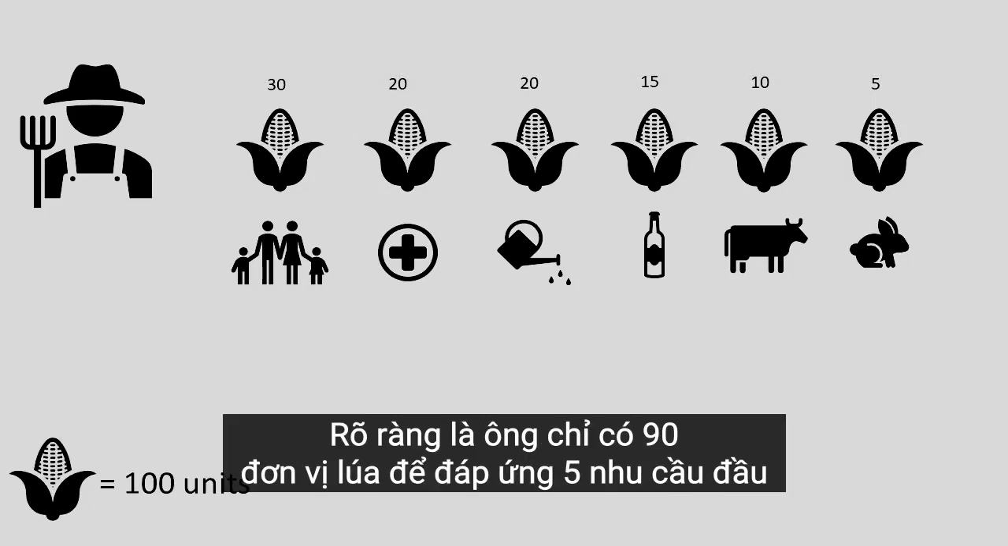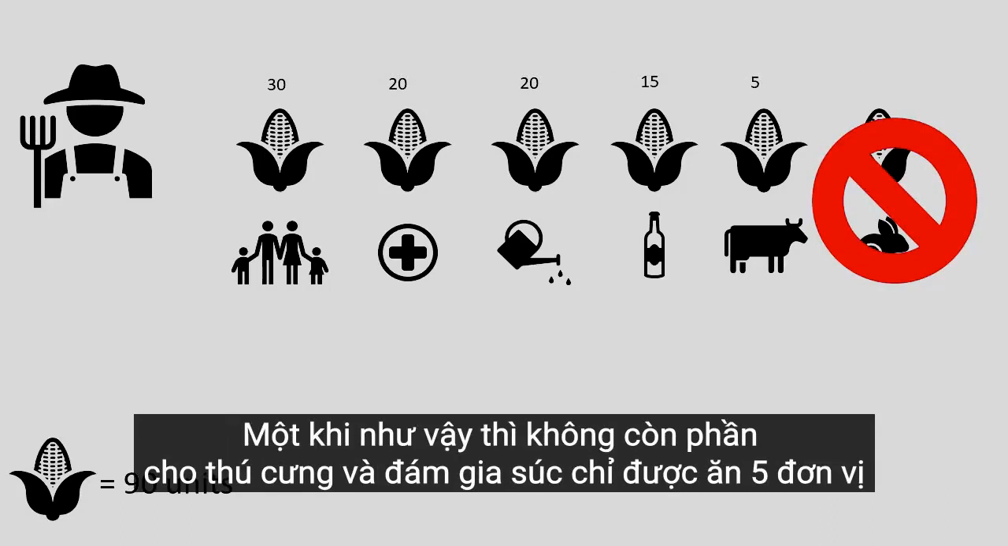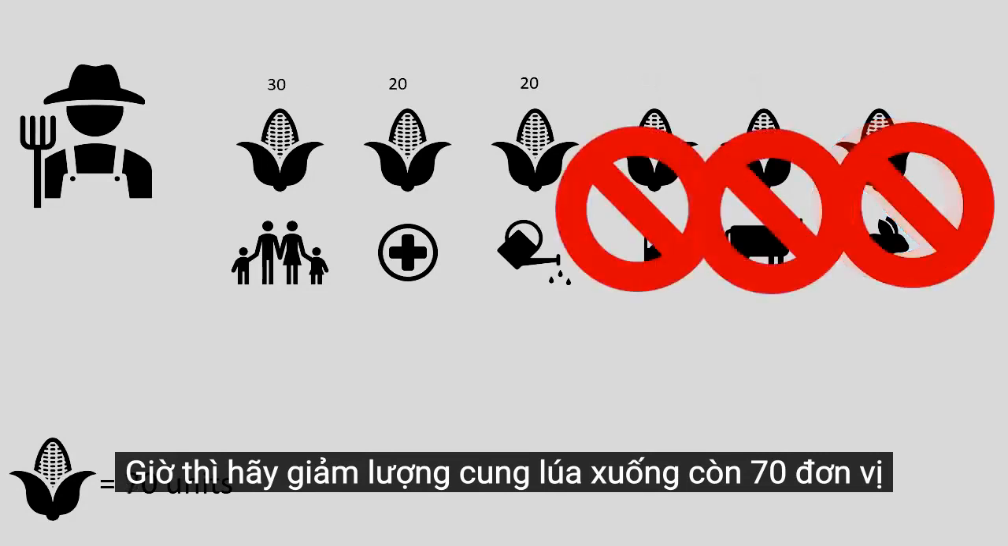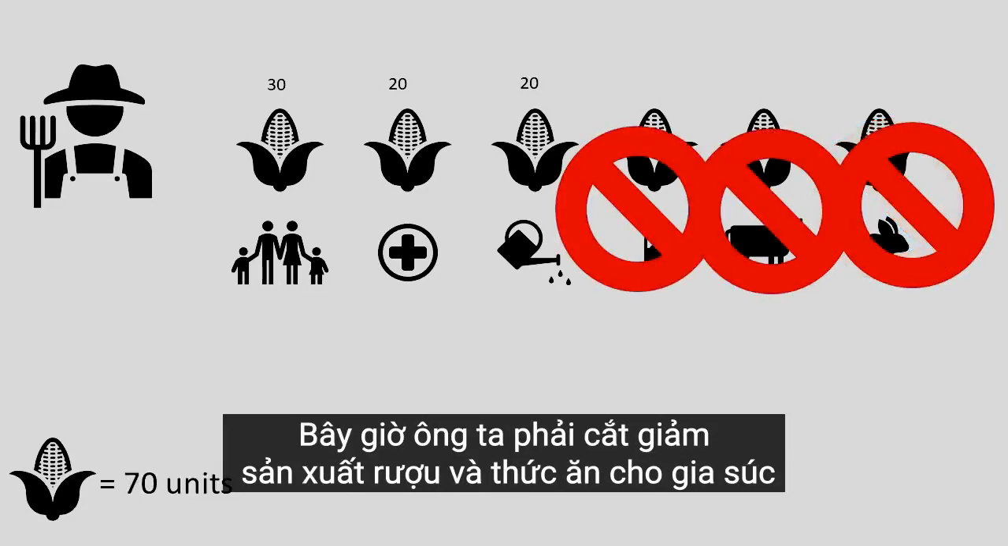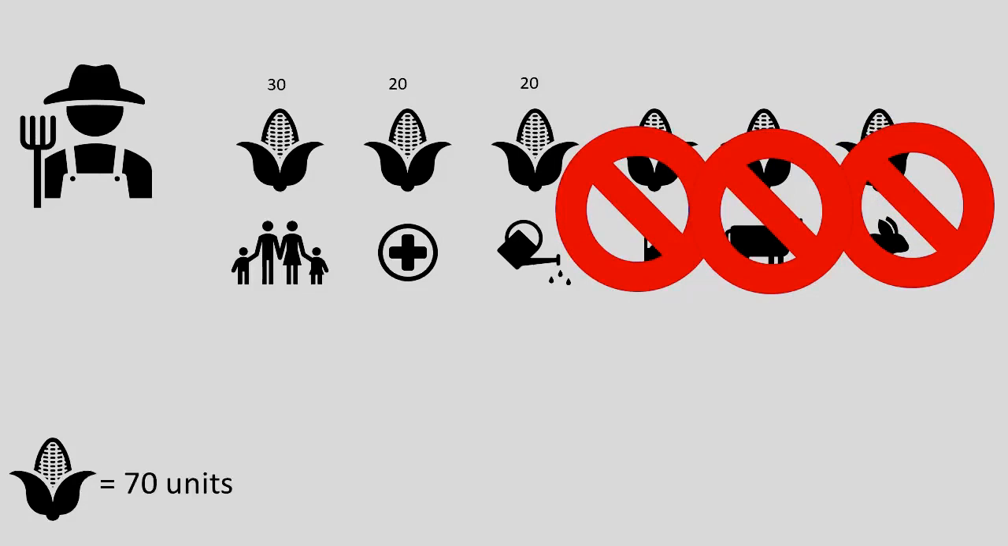It is clear that if he had only 90 units of wheat, then he would employ it to satisfy the first 5 wants first. There is nothing left for the pets, and the cattle only get 5 units now. Let's reduce the stock of wheat further to 70 units. Now he must also cut the production of whiskey and the feeding of the cattle, because these are less important to him than feeding his family and growing more wheat for next season.